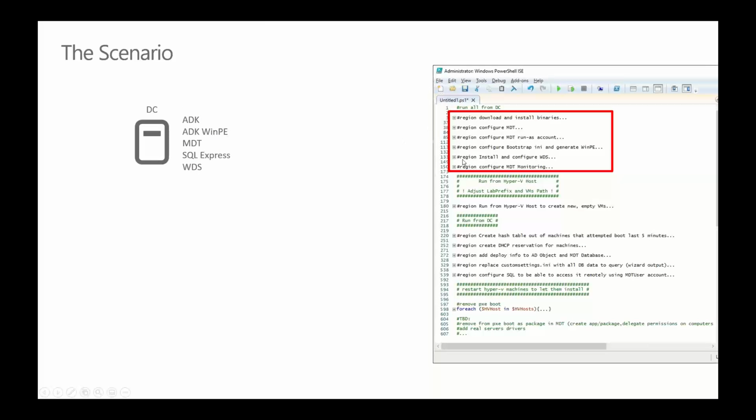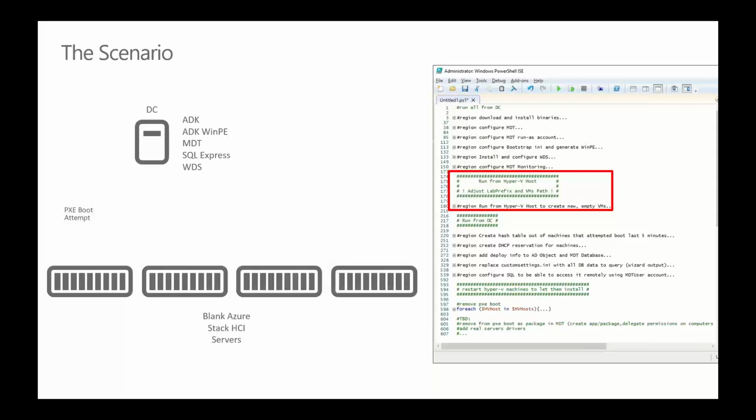This first code, on the domain controller which is deployed, will download and install ADK, download and install ADK Windows PE, and download and install MDT, Microsoft Deployment Toolkit. Then it will also download and install SQL Express, and then set up WDS, Windows Deployment Services, on the DC. It will also configure MDT monitoring and some small configuration to MDT and WDS. We will deep dive a little bit more, click on the GUI and see what's happening. The next step, and you notice that there's an exclamation mark.